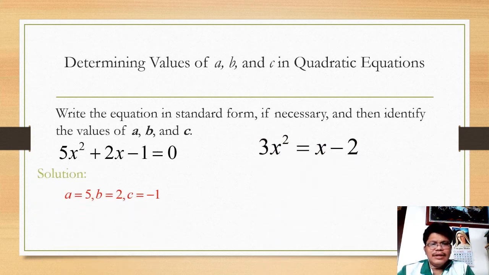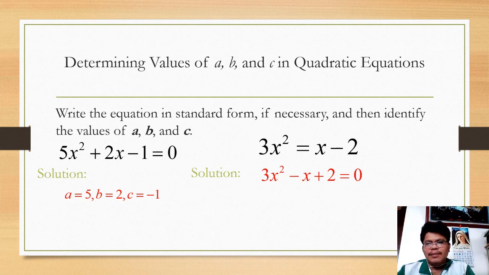Now, how about number 2? 3x squared equals x minus 2. This equation is not in standard form. So, we will first write it into standard form so that we can get the value of a, the value of b, and the value of c. Now, we can give out the equation. So, the equation is 3x squared minus x plus 2 equals 0.